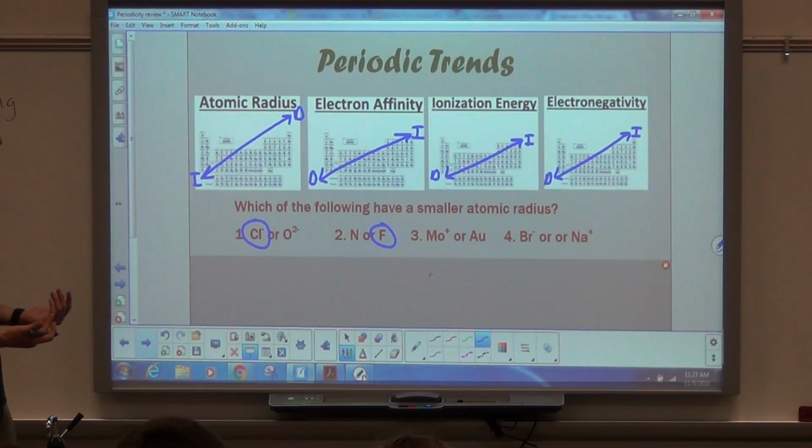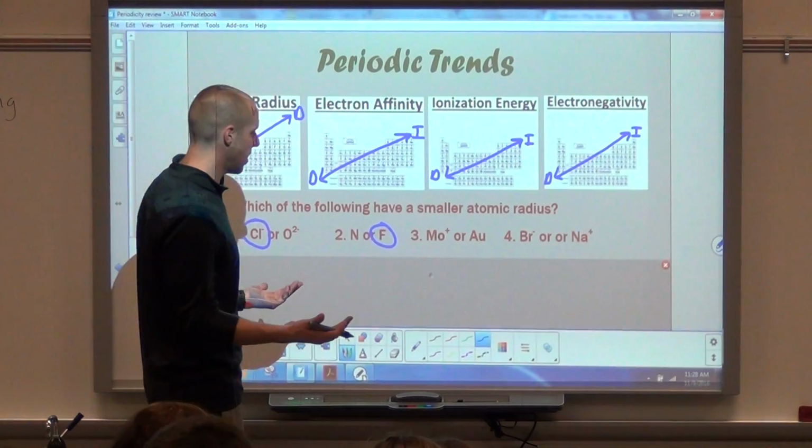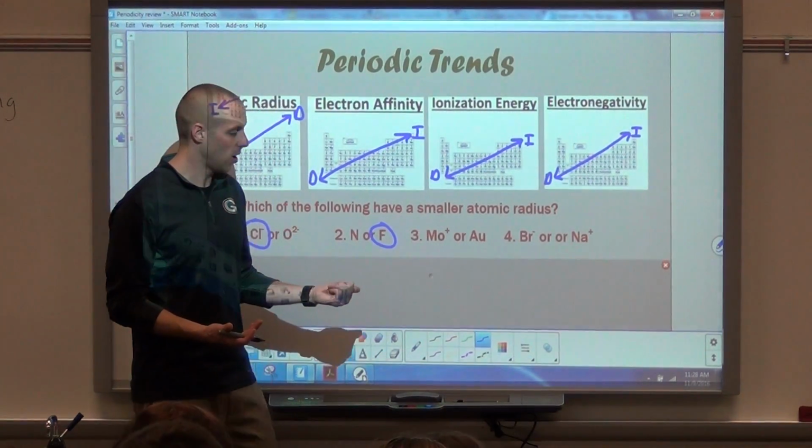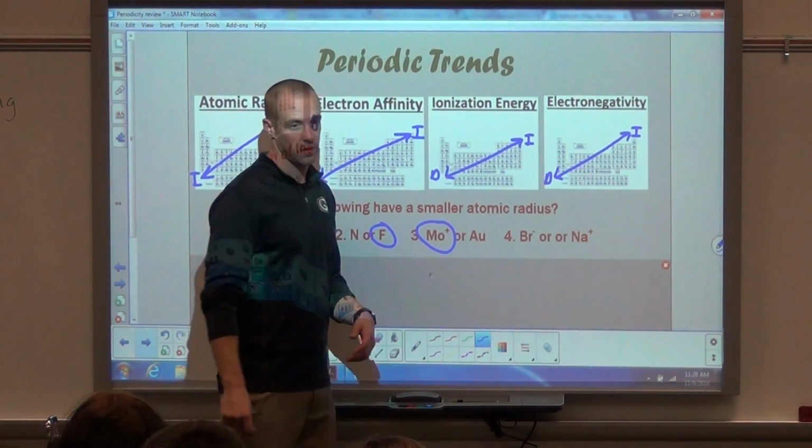Okay, number 3. Do we need to look at the periodic table at all for this one? No. Why not? There's a plus there, right? As soon as I see that positive, what do I think? Is that one going to be smaller? Absolutely it is. Positive charge, we're thinking smaller. So we're going to circle that guy.